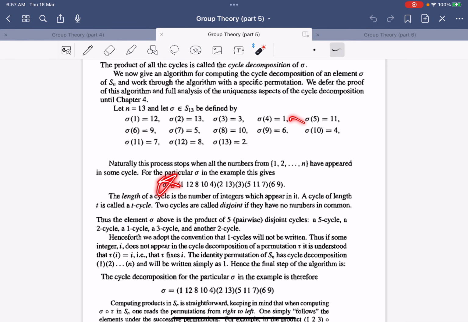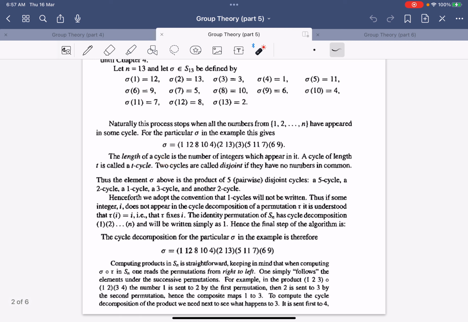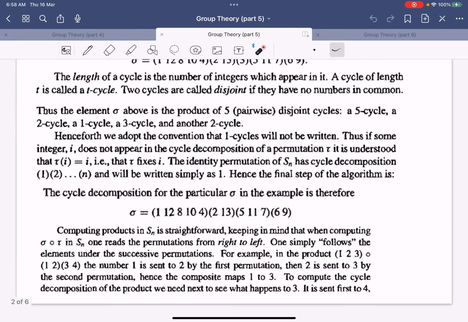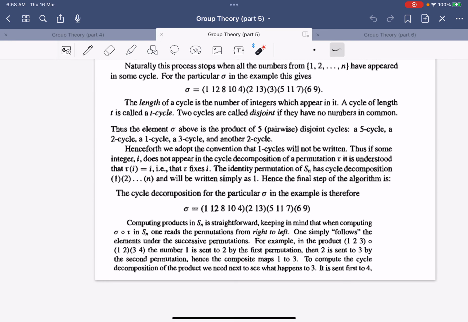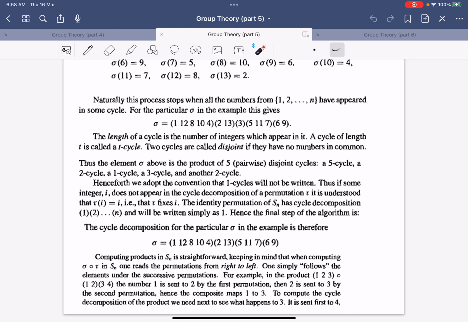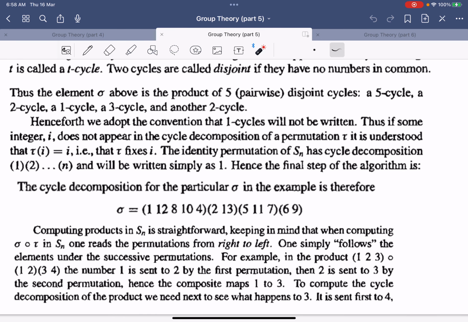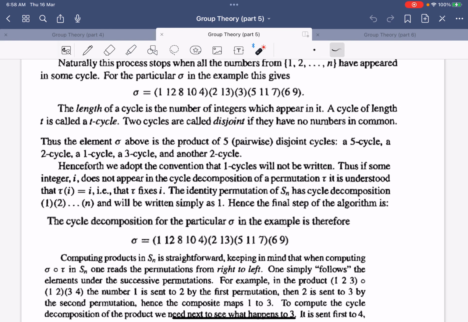So we can see that a sigma in S13 can be represented in the following form. The length of each cycle is known as a t-cycle. So this is a 5-cycle, 2-cycle, 1-cycle, 3-cycle, and 2-cycle. It is the product of 5 disjoint cycles, because none of the elements are repeated. We usually adopt the convention that 1-cycles are unwritten, because they don't affect the notation much. If they are not written, it just means that the number is within its own cycle.